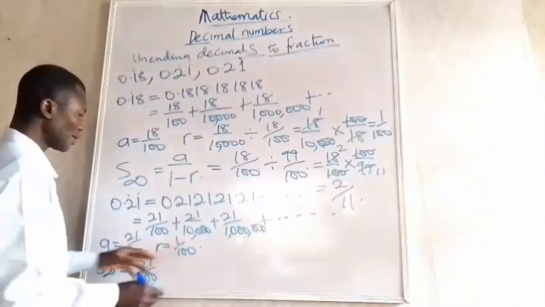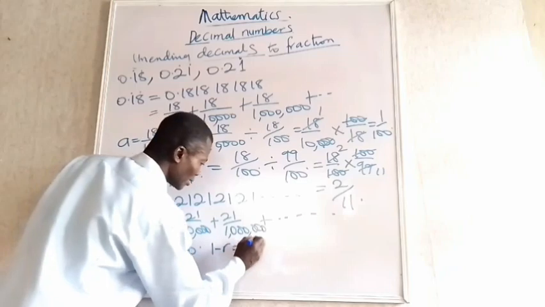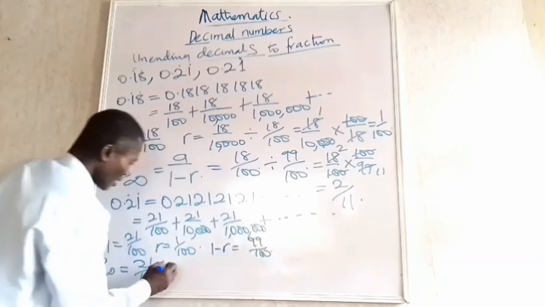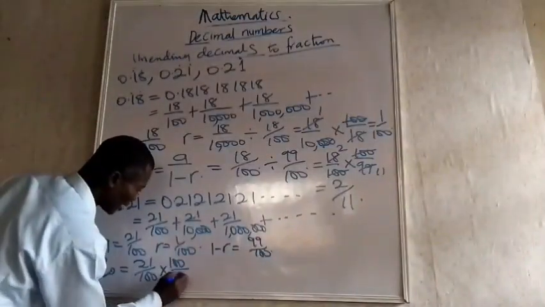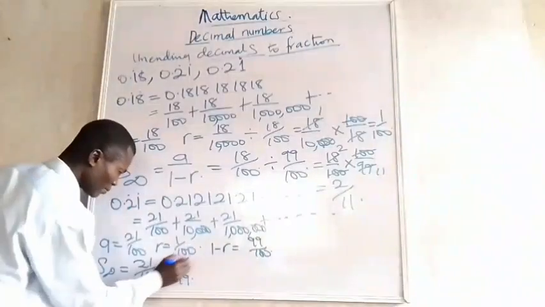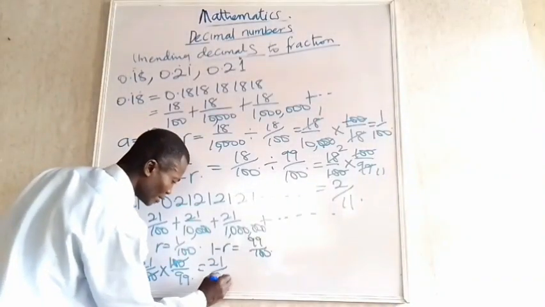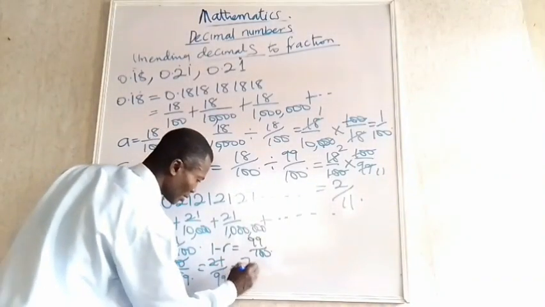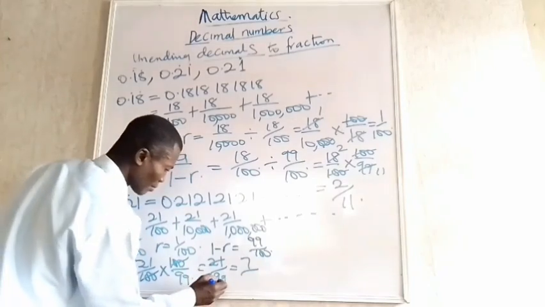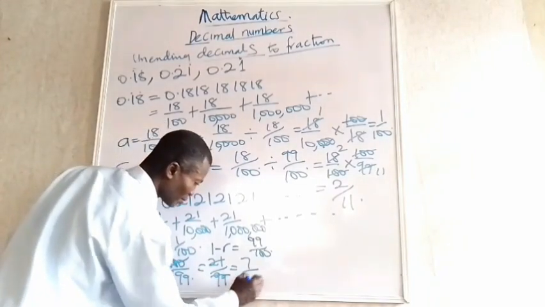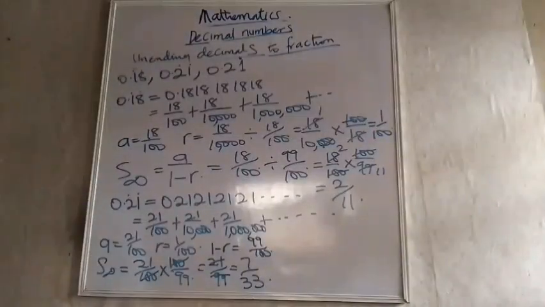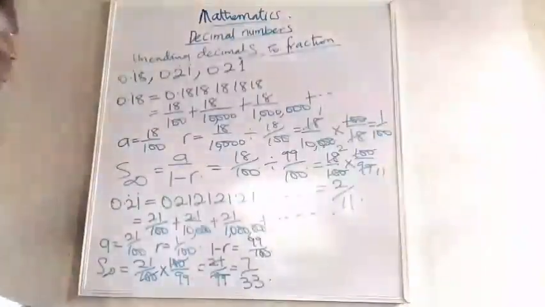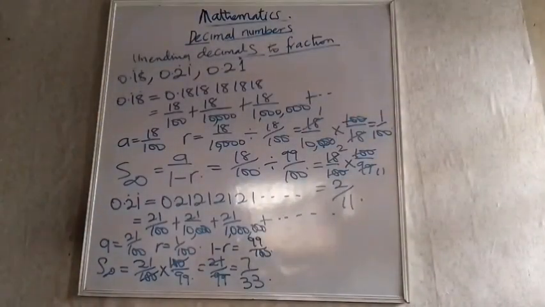times, what is 1 minus R? It is 99 over 100, so times 100 over 99. So I have this 21 over 99. 3 here is 7. 3 here is 33. So you can see how it goes. Very simple, very straightforward. Now let's look at the last one.